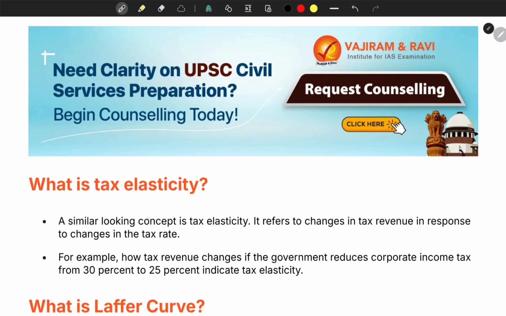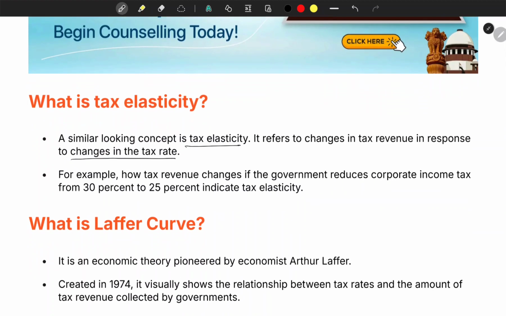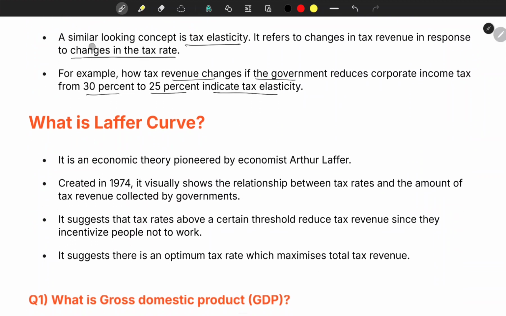Another term is tax elasticity. What is tax elasticity? A similar looking concept is tax elasticity. It refers to change in tax revenue in response to change in tax rate. For example, how tax revenue changes if the government reduces corporate income tax from 30% to 25% indicates the elasticity.